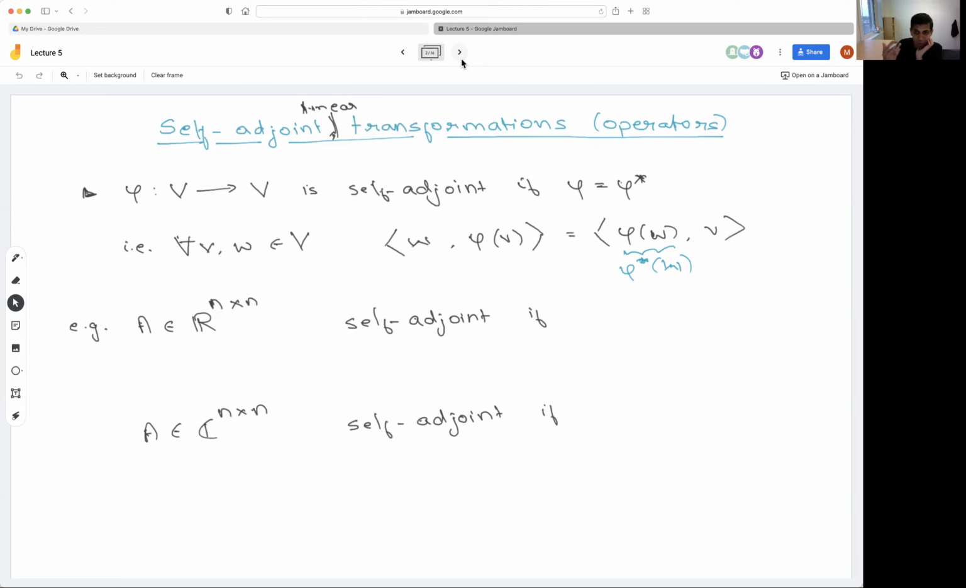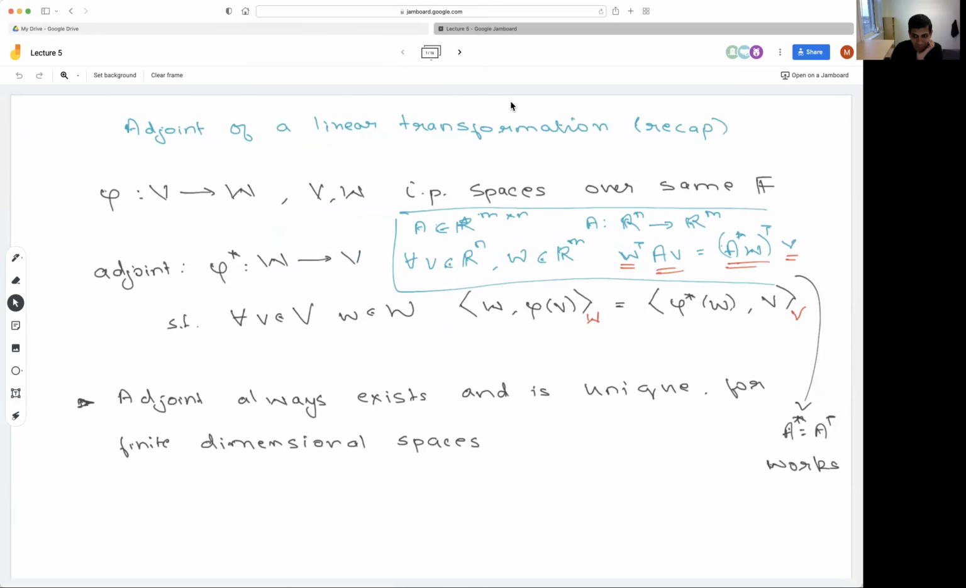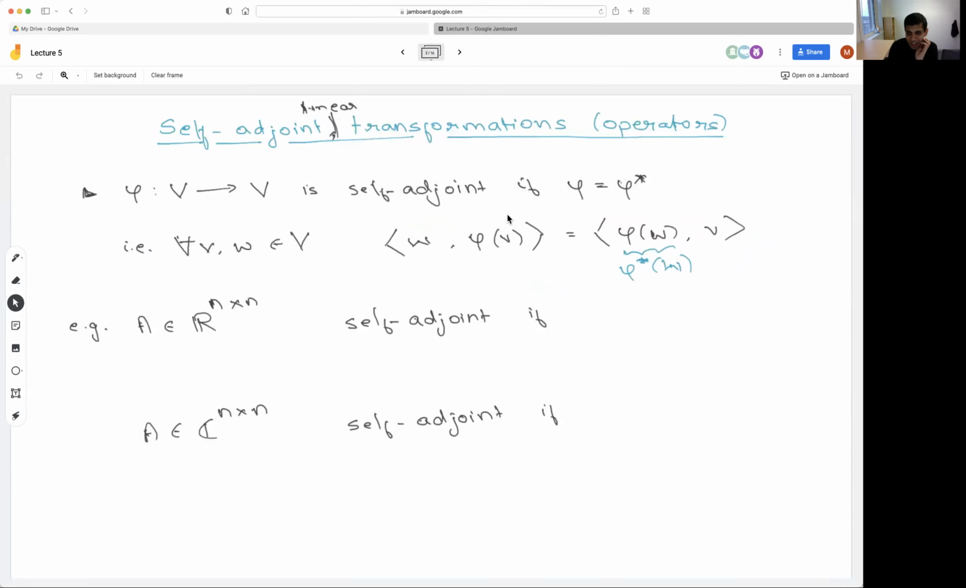Okay, sorry about that. Now let's go back to the question I was asking. What can you say about the matrix A if we want to say the matrix is self-adjoint? Can you interpret it in some other way? Going back, what is the adjoint of the matrix A? It's symmetric.